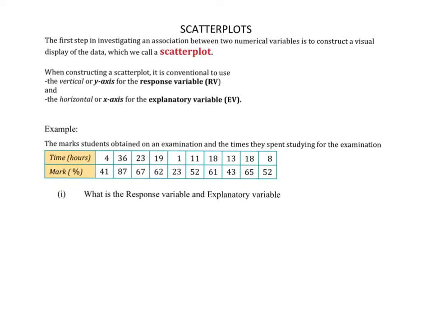With bivariate data, we know that we're dealing with two variables. We've already talked about the fact that we have the explanatory variable and the response variable. The explanatory variable goes on the x-axis and the response variable goes on the y. Remember, explanatory is like the independent variable, so it's in x. Now, the best way to display bivariate data is to use a scatter plot.